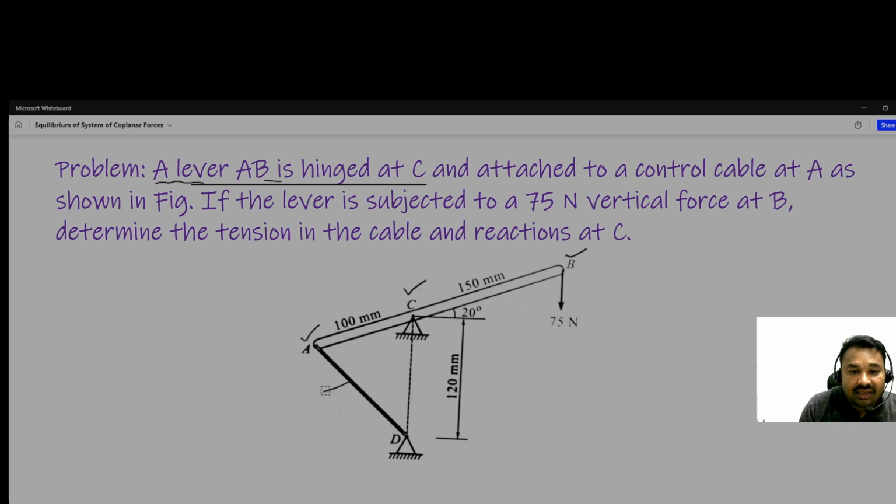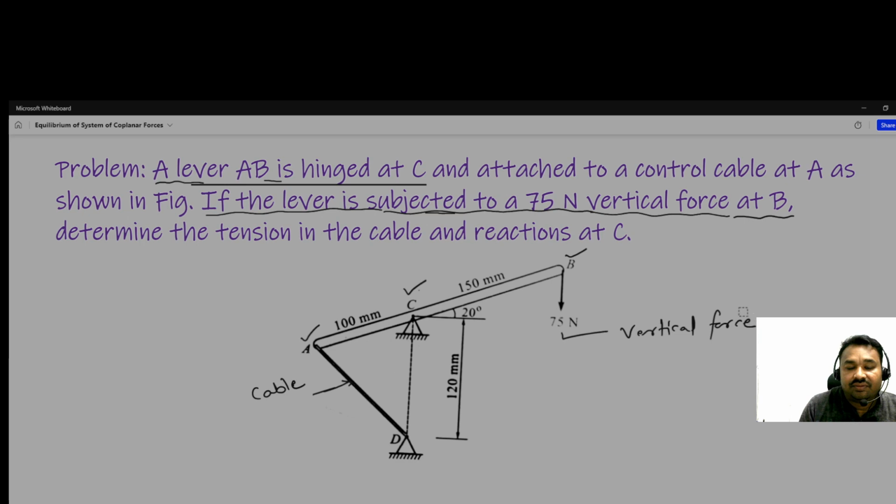So this is the cable, okay, it is attached with this cable as shown in the figure. If the lever is subjected to a 75 Newton vertical force at B, so this one 75 Newton, it is a vertical force. Determine the tension in the cable and the reactions at C.